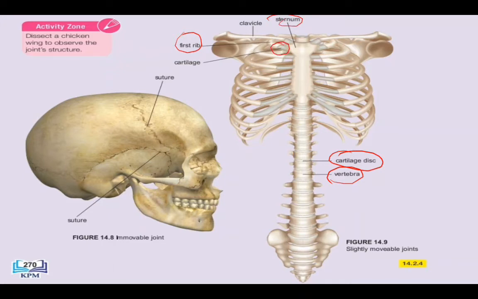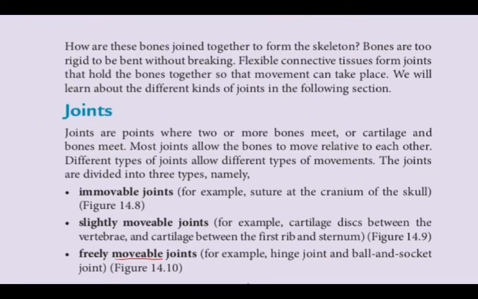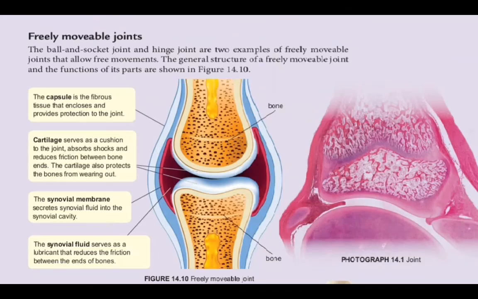cartilage here. And freely movable joints, for example, hinge joint and ball and socket joint. Okay, this one, freely movable joint. The ball and socket joint and hinge joint are two examples of freely movable joints that allow free movement. The general structure of a freely movable joint and functions of its parts are shown in this figure. This is the bone.